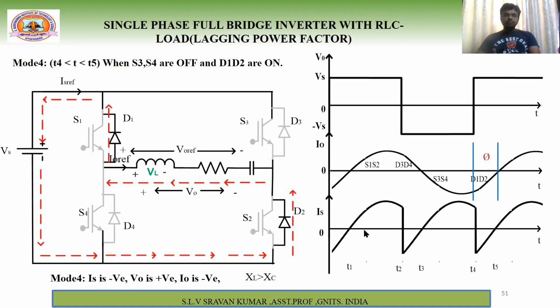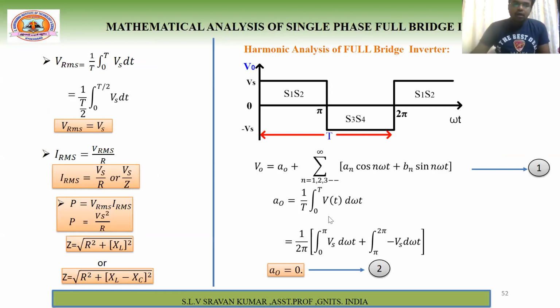Now coming to the RMS output voltage equation and harmonic analysis, which is similar to that of your half bridge inverter. But what is the difference? We will see here. This is the formula for the RMS output voltage equation. Not RMS, the average, if you take it in the average sense, but we are taking the RMS case. So VRMS is equal to 1 by T integral 0 to T of Vs dt. Here we are considering only the half cycle. For the half cycle, 1 by T by 2 into the integral 0 to T by 2 of Vs dt.